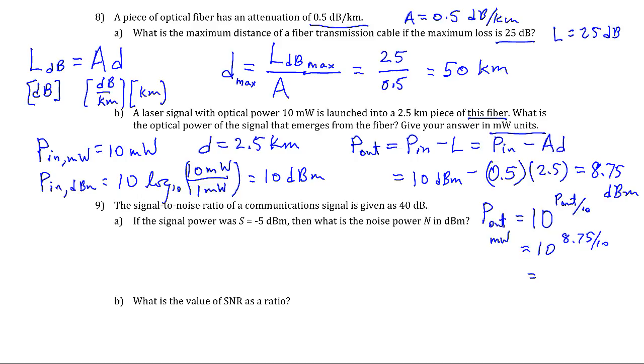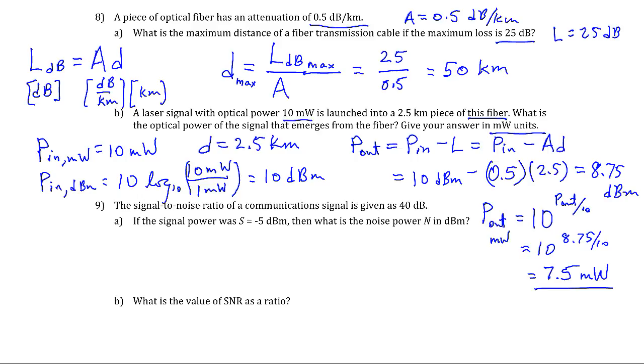10 raised to the 8.75 divided by 10, equals 0.875. 10 raised to the 0.875 is equal to 7.499, or 7.5 milliwatts. Okay, so we put how much in? 10 milliwatts, and we got out 7.5 milliwatts.